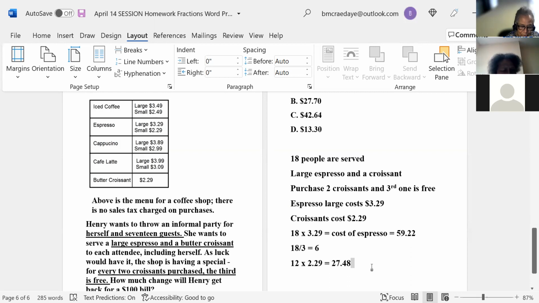The total cost. 59.22. The total cost of espressos and croissants would be equal to the sum of what we just got. It's 86.70. So how would you find the change from $100? Okay, so you just minus that from 100. That's right. So what did you get?